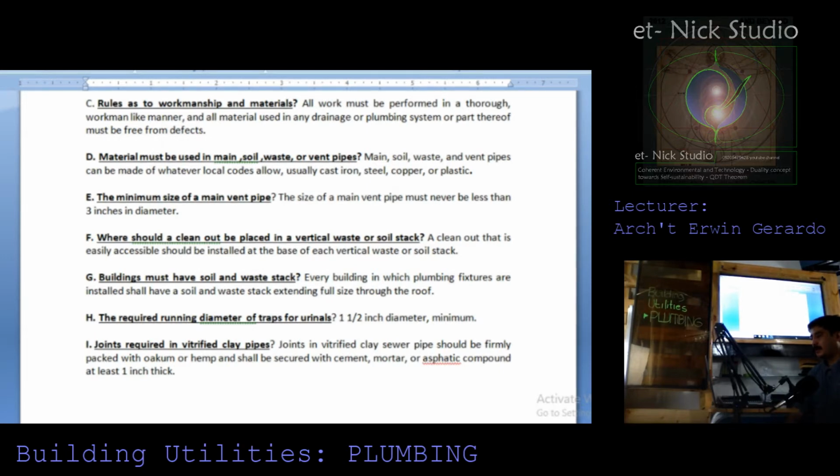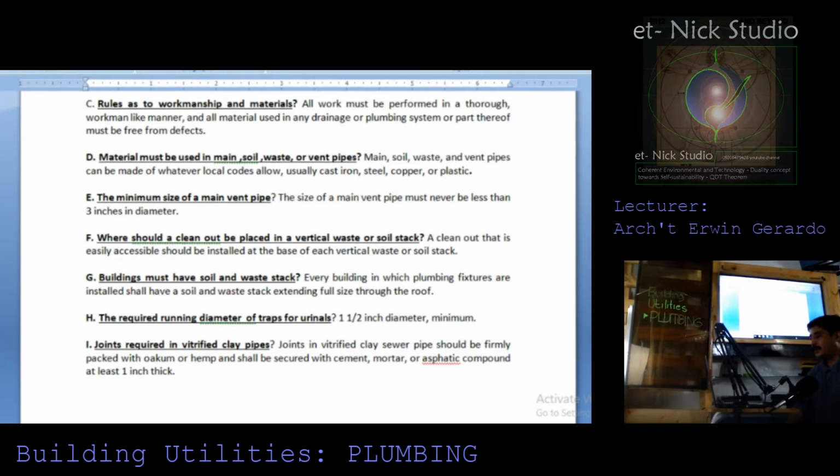Where should the cleanout be placed in a vertical waste or soil stack? A cleanout that is easily accessible should be installed at the base of each vertical waste or soil stack.